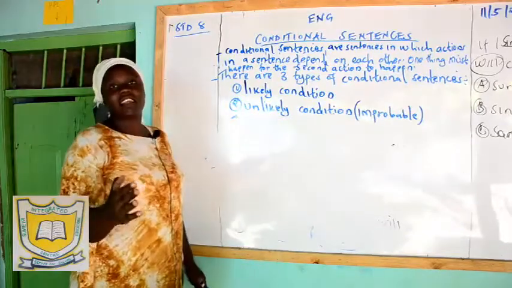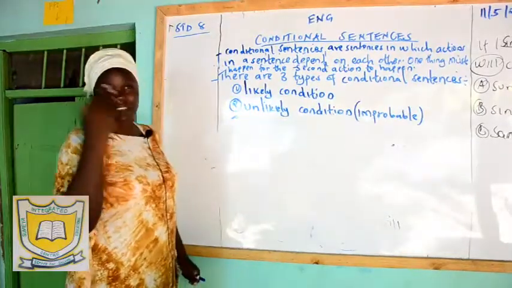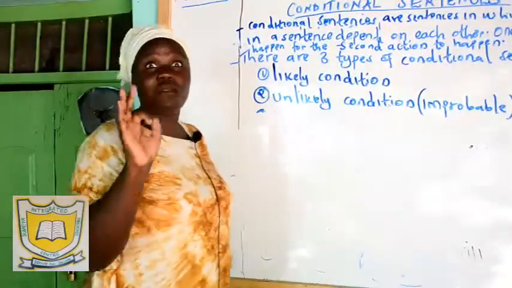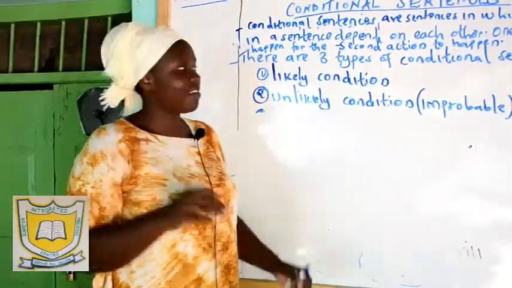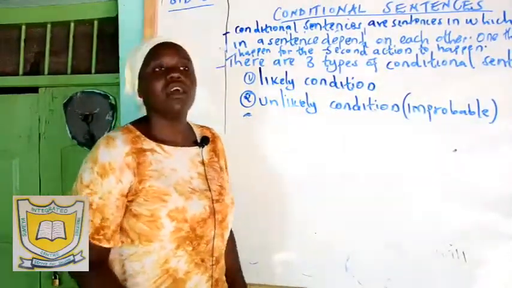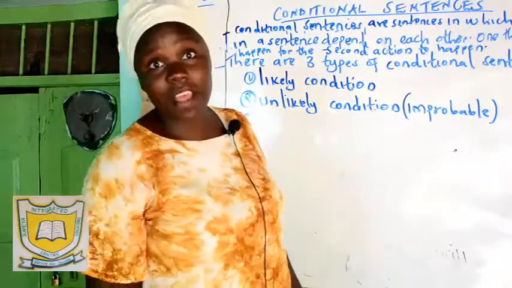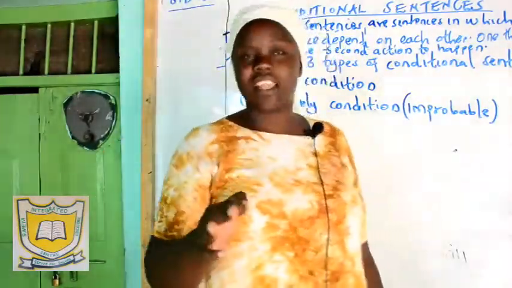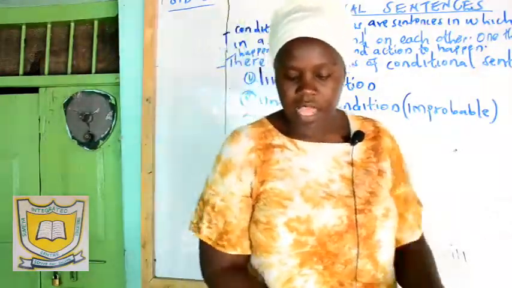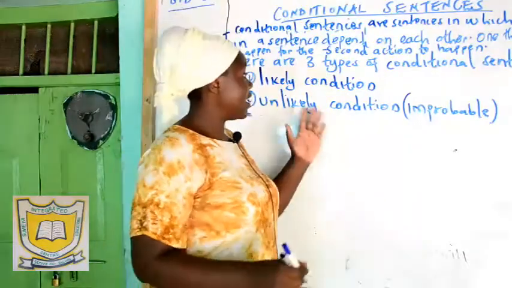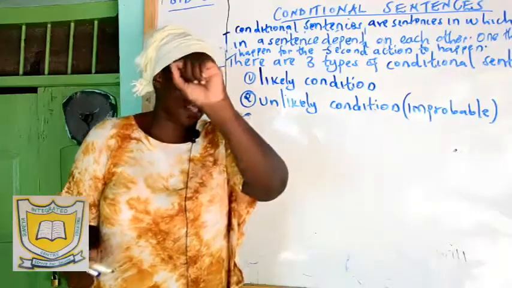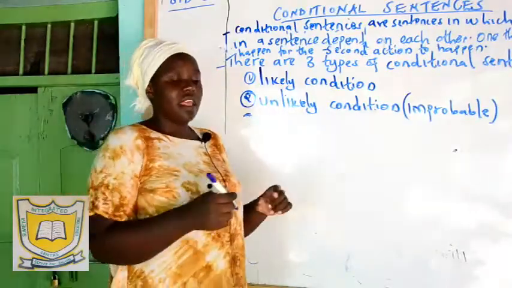The actions in the sentence might not take place, but there is a very small chance that one of the actions can take place. But in the likely condition, there is a high probability of one of the actions taking place. In the unlikely condition, these actions are likely not to take place, but there is a slight chance that one of the actions might take place.